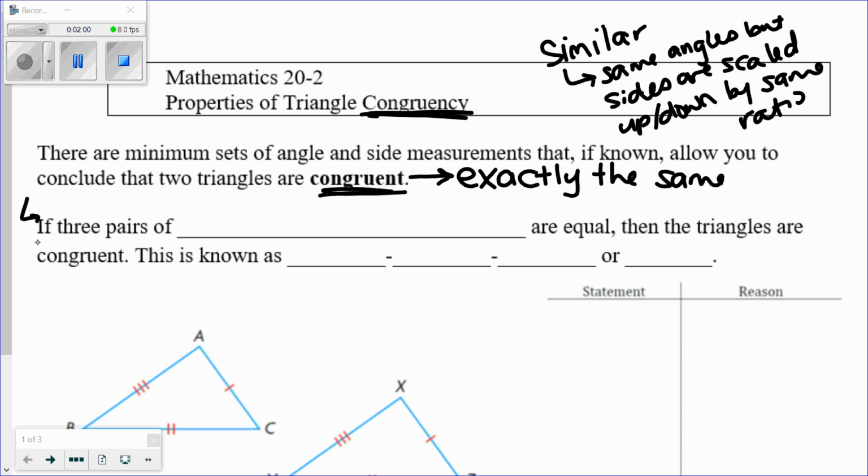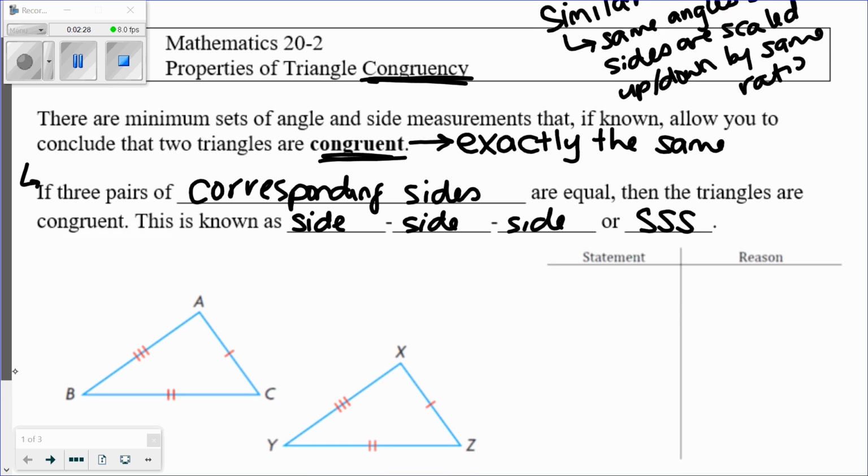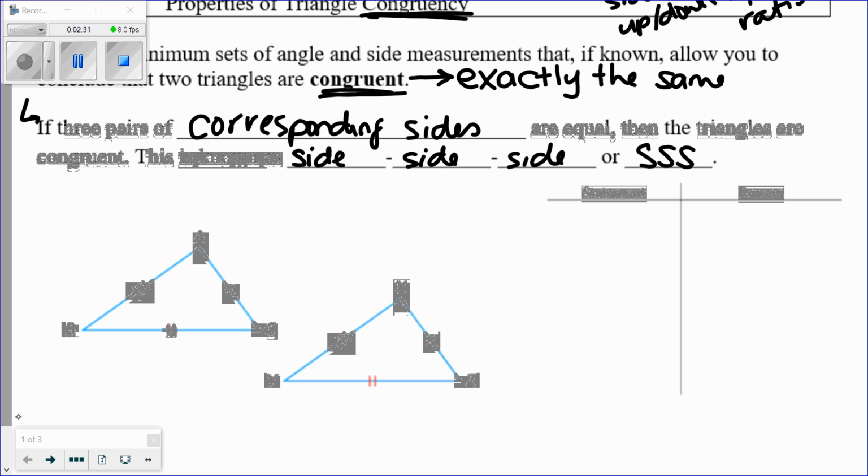So there's kind of three different ways that we will write it. So it says if three pairs of corresponding sides are equal, then the triangles are congruent. So this is known as side, side, side congruence, or we're just going to call it 3S's there as well. So SSS congruence. So we have an example here. This will start making sense once you see a couple of what I'm talking about.